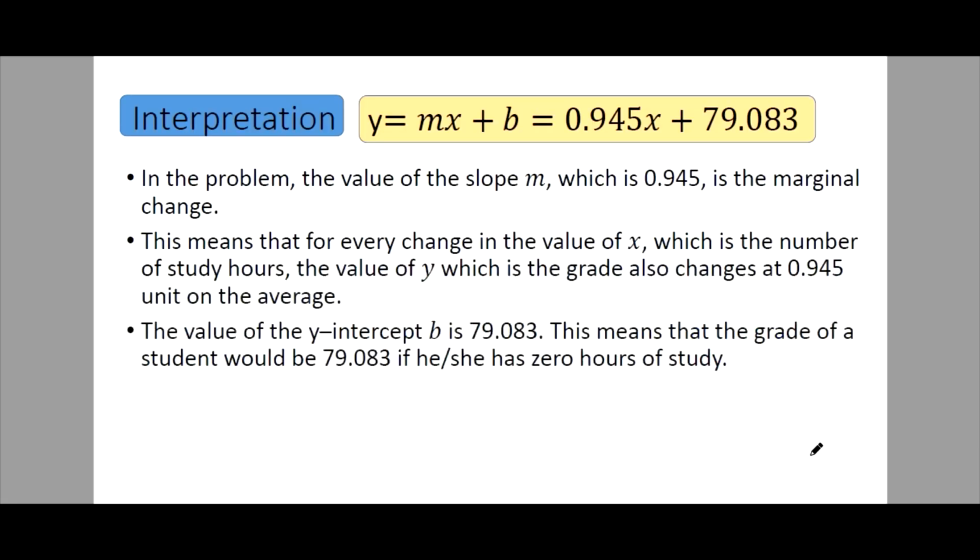79.083. So in the problem, the value of m, which is 0.945, is the marginal change, meaning for every change in x, which is the number of study hours, the value of y, which is the grade, changes by 0.945.